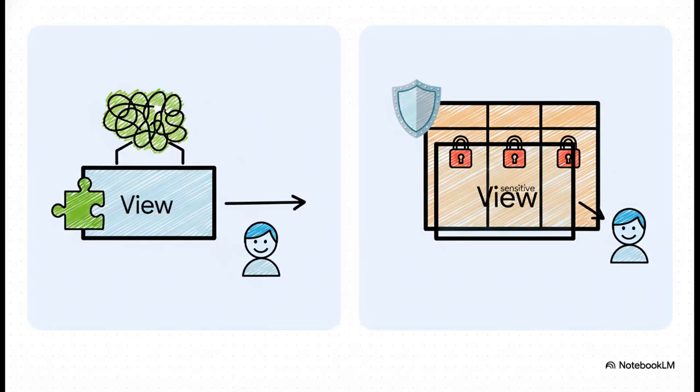They solve both problems at once. You can take that messy multi-table join and wrap it up in a single, clean view. Now anyone can get that data with a simple select all from your new view. And for security, you can create a view that only shows certain columns or rows, hiding sensitive info like, say, employee salaries, from anyone who has no business seeing it.